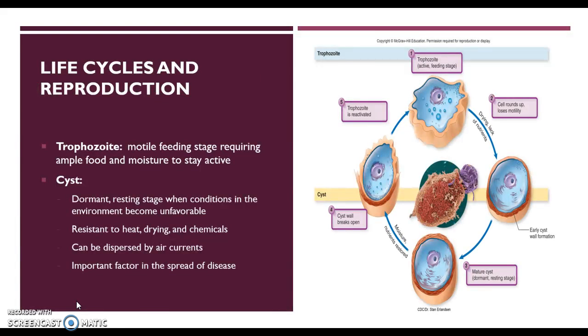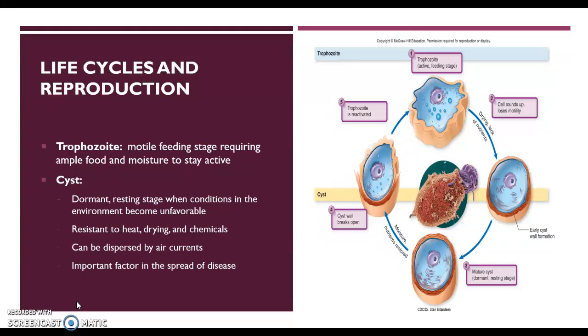So here we have an image of a life cycle of protozoa. The trophozoite is the active, vegetative, moving, feeding stage of the protozoa. And the cyst is that dormant stage that resists changes in the environment and protects the trophozoite until the environment is restored and the active stage can survive.